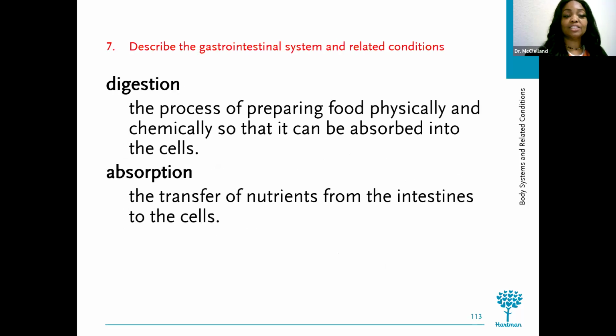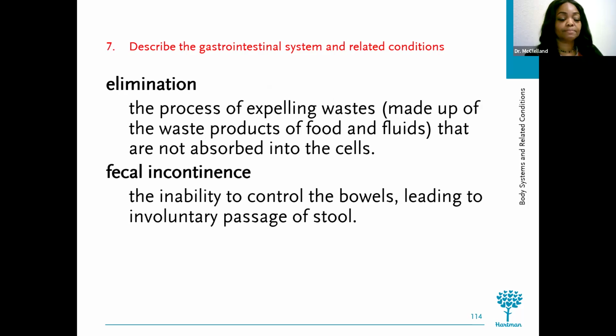You need to know about digestion. Digestion is the process of preparing food physically and chemically so that it can be absorbed into the cells. Absorption is the transfer of nutrients from the intestines to the cells. That's absorption. Fecal incontinence is the inability to control the bowels.